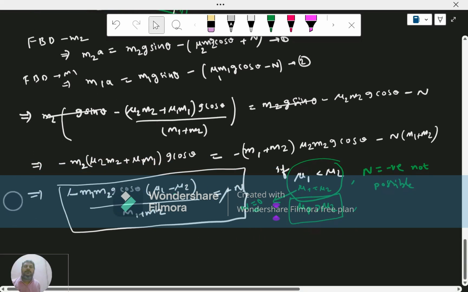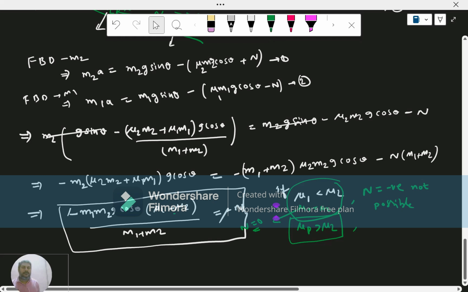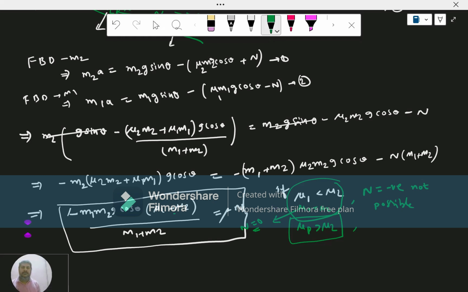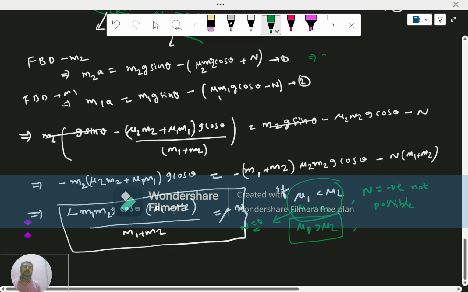So if you take the free body diagram of M1 and M2, find the acceleration here. The acceleration of the first body, that is A2, is equal to g sin theta minus mu2 into g cos theta. So this is A2.